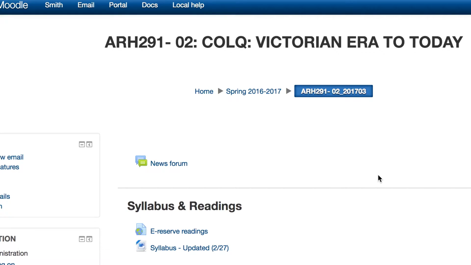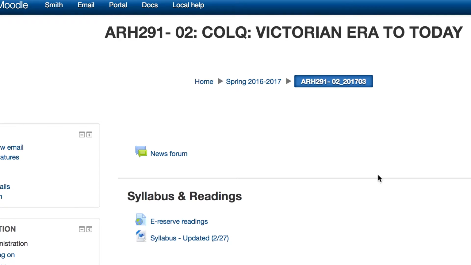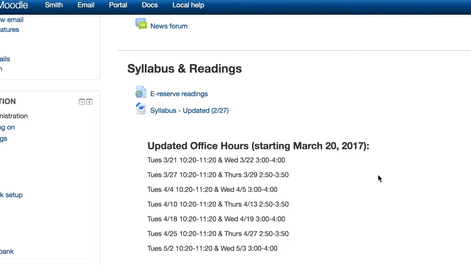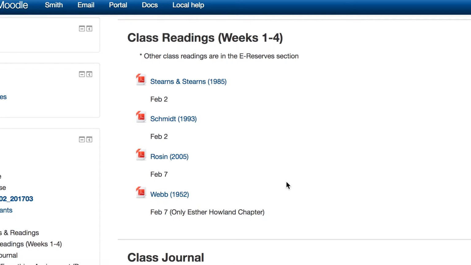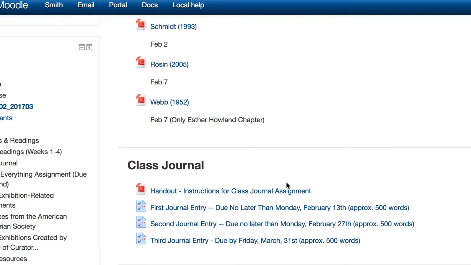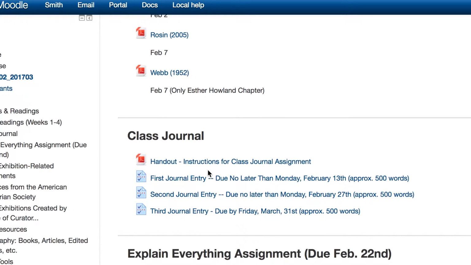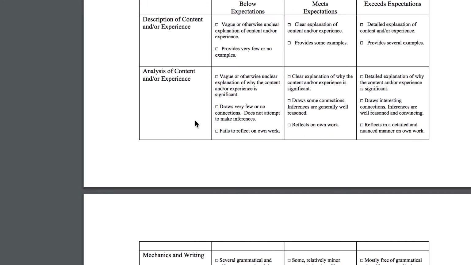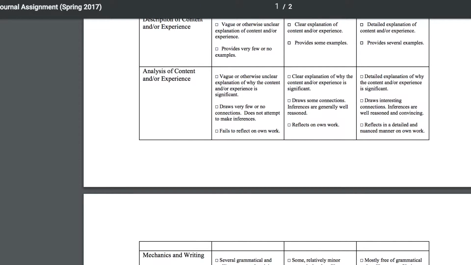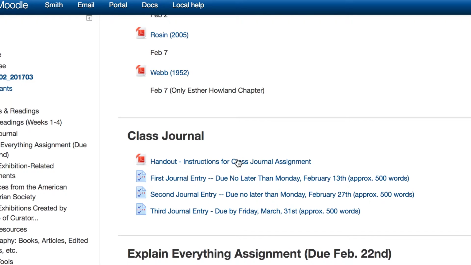This is my class Moodle. It is a good home base where to put information, everything from the standard syllabus and readings to my updated office hours. And this is where, for instance, class journal appears. And I have the handout with a rubric that I've created, which allows students to understand what I'm looking for in terms of self-reflection. And here are their answers.